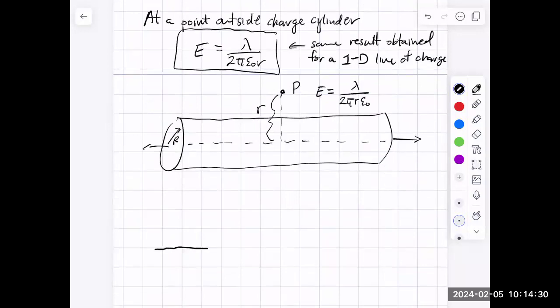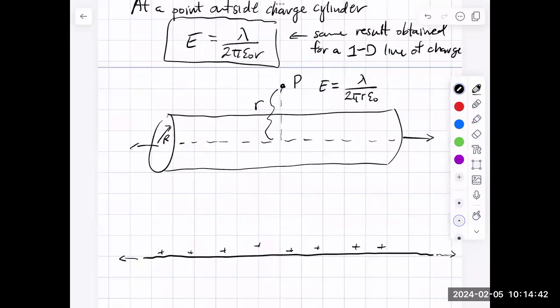And if I compare that to just a line of charge that just continues on and on, so this is all plus, let's say all charge positive. As long as I'm the same distance away, about something like this, so if this is the same distance r, E is equal to lambda over 2 pi epsilon naught times r. So these look the same. That's a nice little bit of insight that is not obvious before you solve the problem.